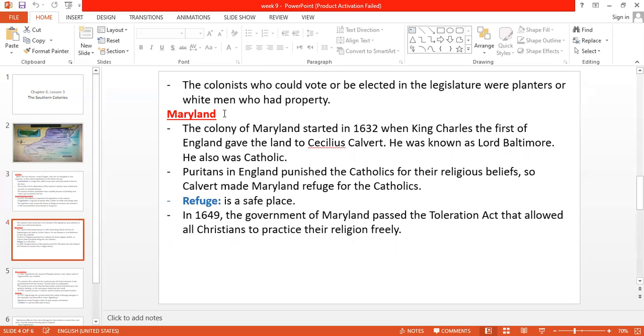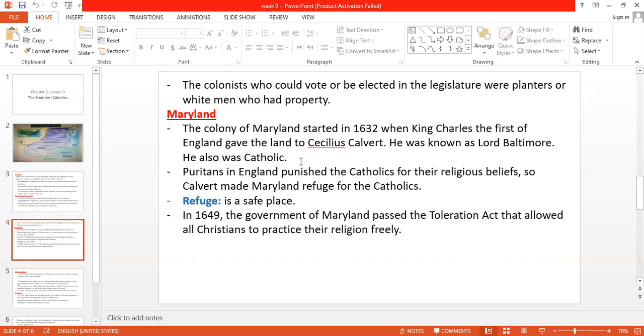Okay. Number two, Maryland. How did they start Maryland? The colony of Maryland started in 1632. In that time, King Charles I of England gave the land of Maryland to Cecilius Calvert. Cecilius Calvert, guys, has another name, Lord Baltimore, and he was a Catholic.